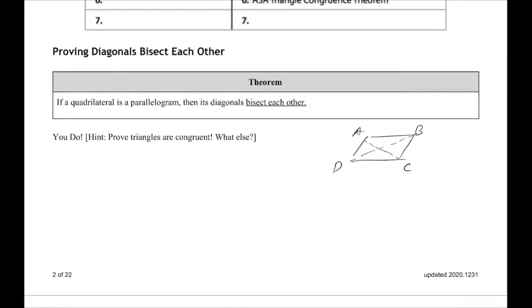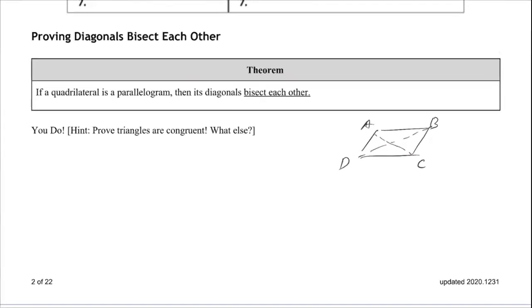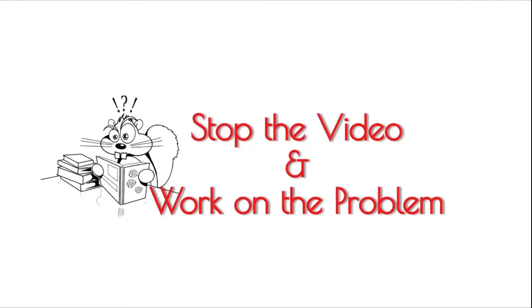So we know that these two are parallel, and we know these two are congruent. And what else can you tell? Right, alternate interior angles. I think you have all the tools necessary to be able to do this proof. So why don't you stop the video and work on the problem?